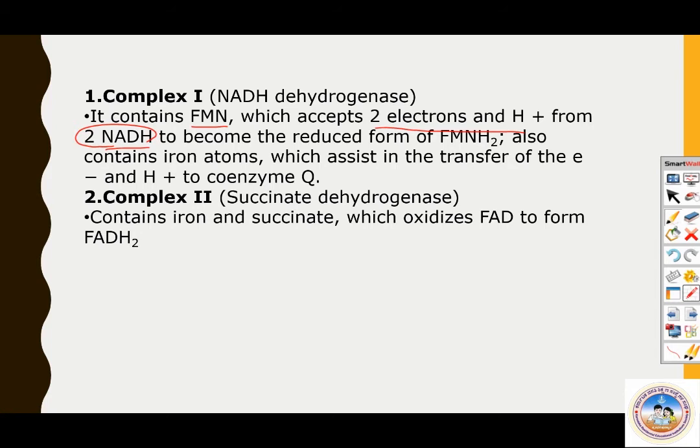So once FMN accepts the electron, it will get reduced to what? FMNH2. Okay. Now, which assists in the transfer of the electron and the proton to coenzyme Q. Now, complex 2. What does it contain? Succinate dehydrogenase. It contains iron and succinate, which oxidizes FAD to form what? FADH2. Am I clear to you?